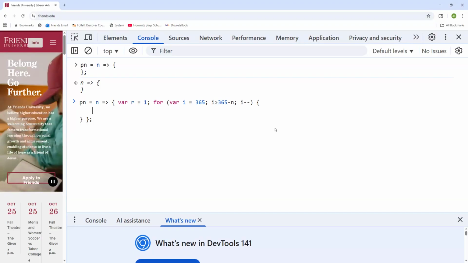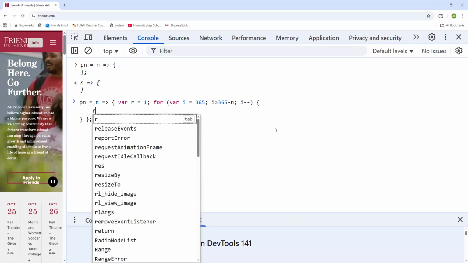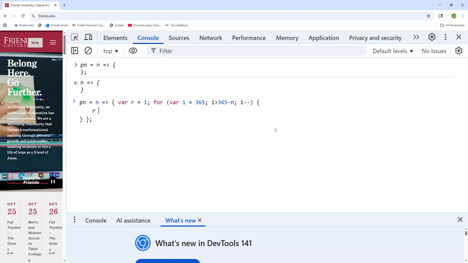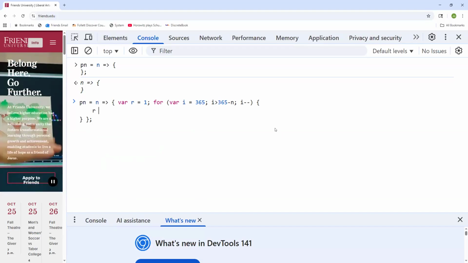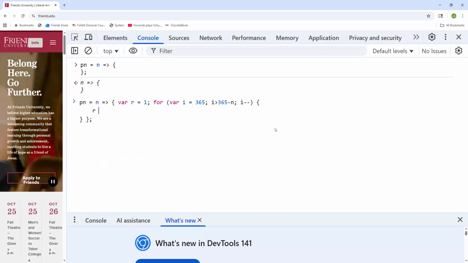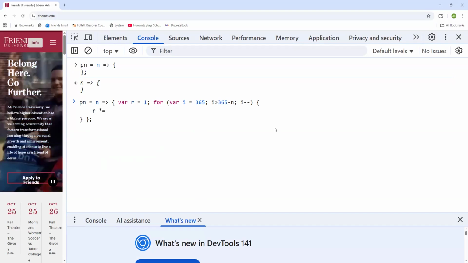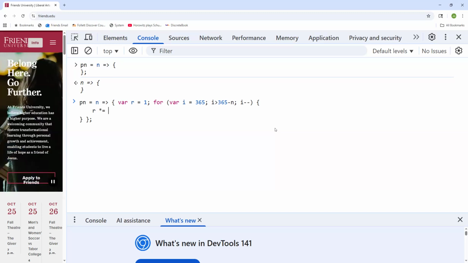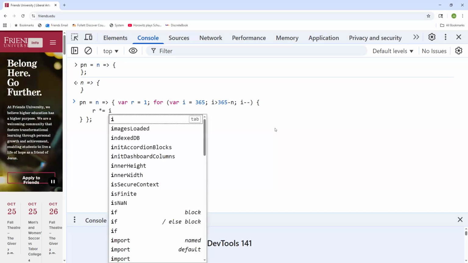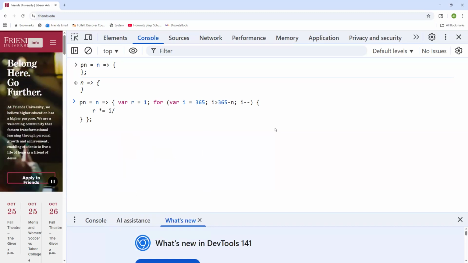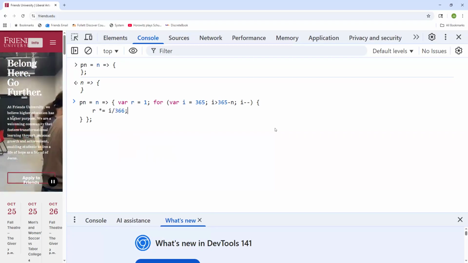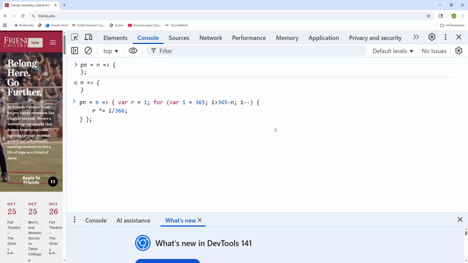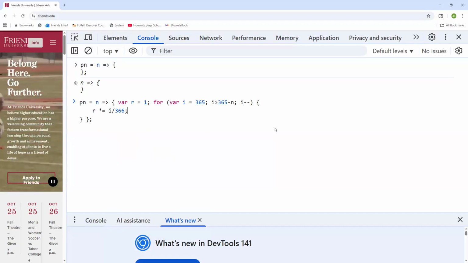And then what happens inside the loop? We're going to say R is equal to R multiplied by something. Now, if you want to multiply something by its current value times another multiple, there's a shorthand for that. You say R times equals. That means R equals R times whatever else you say. So R times equals the value of I, which is 365 over 366, right? So that's going to run that code one time only the first time we do it.